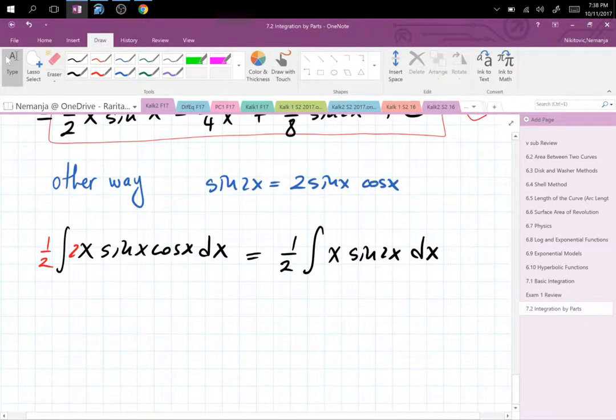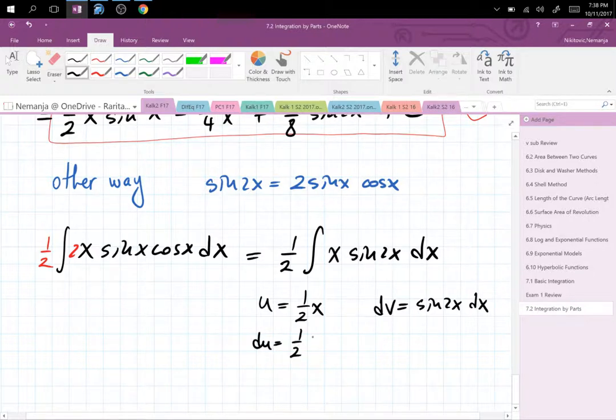Well, that's something that we can deal with u sub, and it's not going to involve crazy u sub within by parts. So u equals, let's call it 1/2 x, and then dv equals sine 2x dx. du is going to be 1/2 dx, and v is negative cosine 2x over 2 plus c. We don't need that.